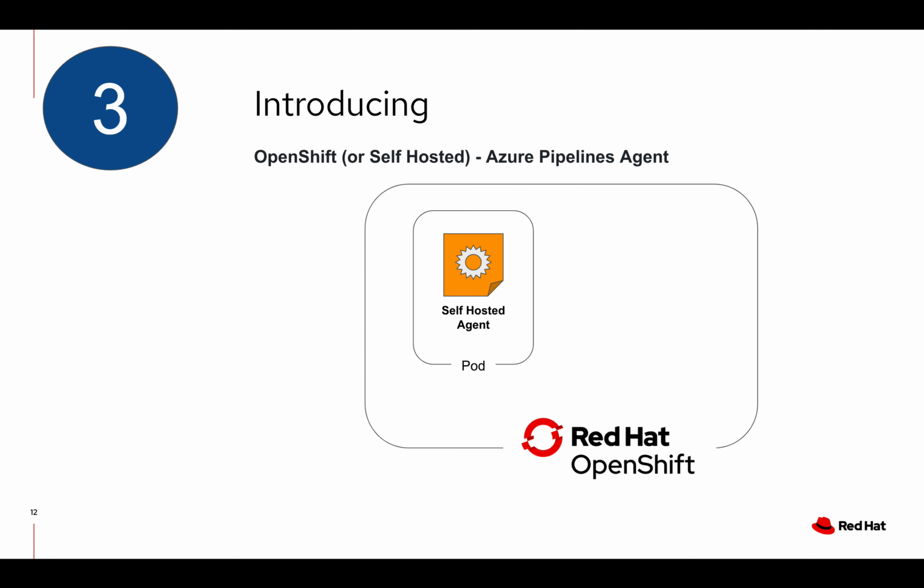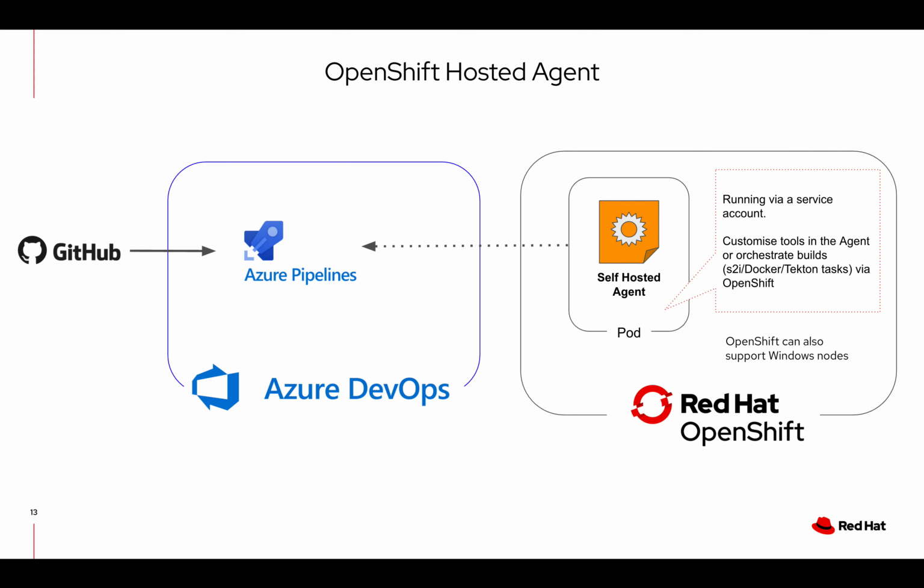Now the third pattern I found, and probably the one I'm most excited about, is using the Azure DevOps model of the self-hosted agent. In the previous two patterns, this would require the OpenShift API to be exposed to the SaaS Azure DevOps in the cloud. However, in this model, the OpenShift API does not have to be exposed, and this is perhaps the best option for private clusters.